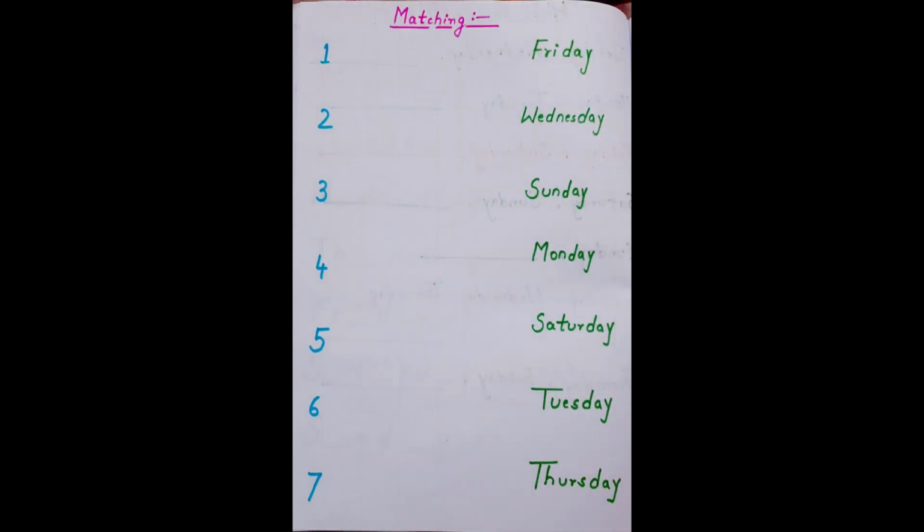Now let's move on to the third worksheet where I have given the matching worksheet for the kids for days of the week. Here the kid needs to find the sequence of the days of the week. That means they have to find, okay, Monday comes first, so they have to match the Monday with the first number. Same way second comes the Tuesday, third comes the Wednesday. So they have to match according to the sequence.